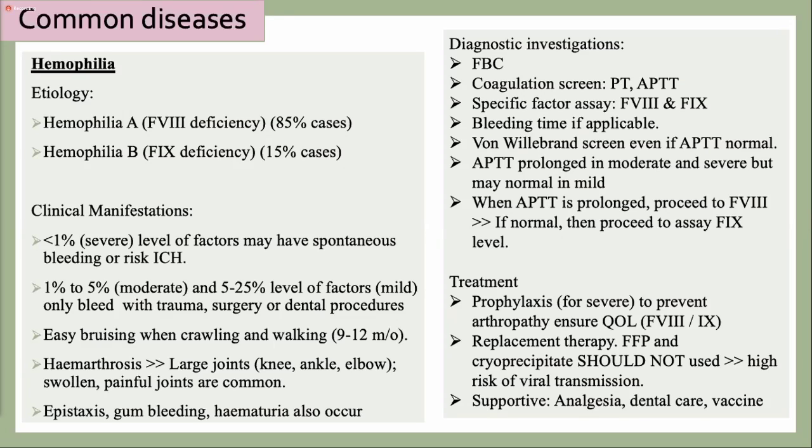Okay, all right. But if the APTT is normal, we need to screen for von Willebrand disease. When the APTT is prolonged, we proceed to the coagulation specific factor assay, where we measure the level of factor 8 and factor 9, and we see which one is reduced.